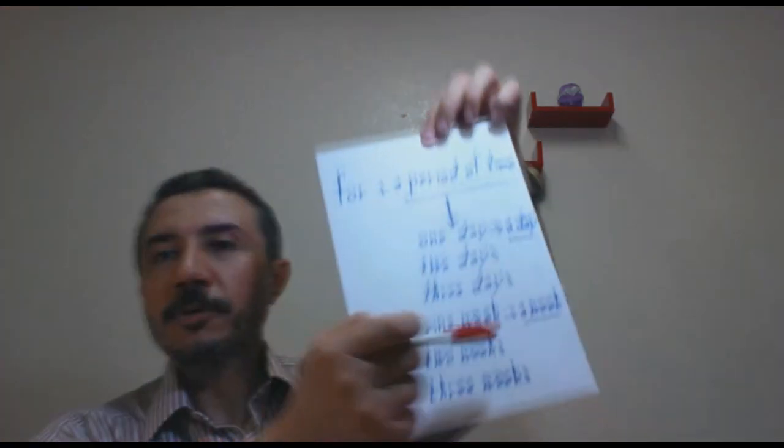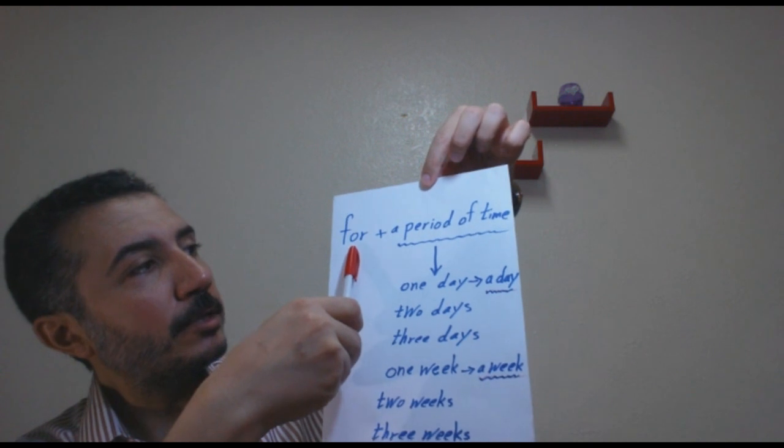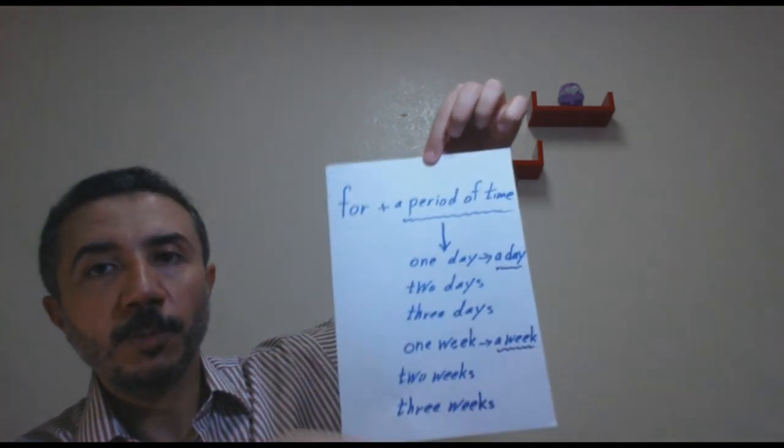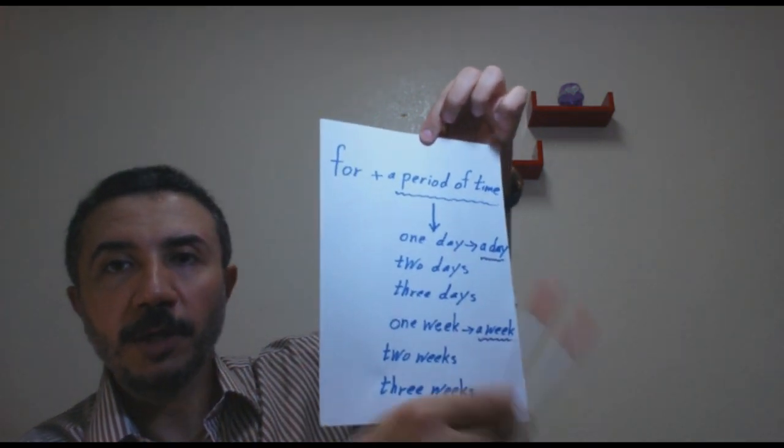So after for we put a period of time. A period of time يعني ايه period of time؟ يعني فترة زمنية محددة. Now look at my paper. After for we put a period of time. A period of time يعني فترة زمنية محددة.